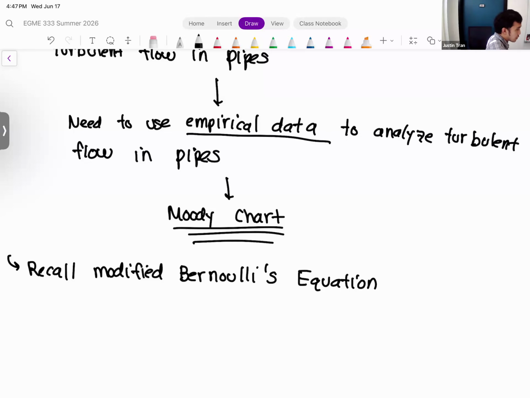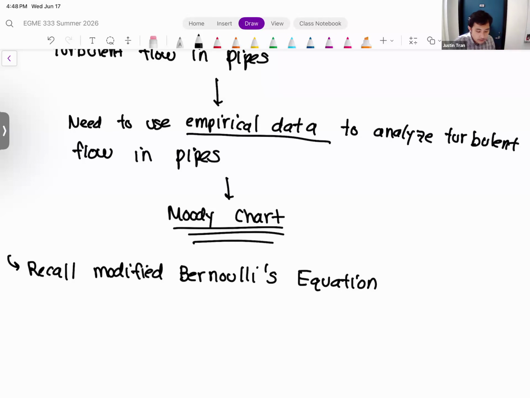So remember, the modified Bernoulli's equation was our Bernoulli's, but we included terms to account for things like shaft work, right? So any kind of mechanical work that we're going to be inputting into the flow. So remember, we use that to account for things like a pump or maybe a turbine type device. And we included a term for the losses as well.